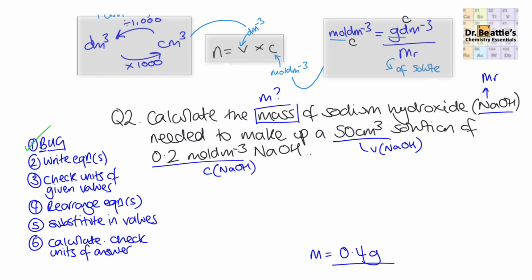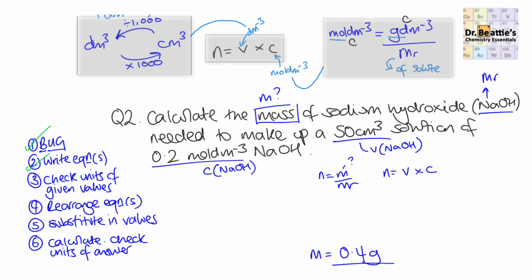The second step is to then write equations that link any of these terms together. You know that M and MR are linked together by N, number of moles. And remember, the mass is what we're trying to work out, so at this point here, this will be where we're kind of aiming towards. And then also we've got volume and concentration, and that is linked together by this formula here.